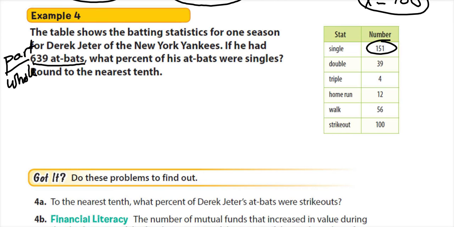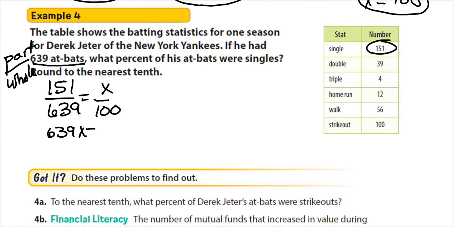Okay, so we're going to do part over whole, so that's going to be 151 over 639 equals, and then we're trying to find the percent, so that's going to be x over 100. Okay, so that's going to be 639x equals, and then that'll make it 15,100. We're going to divide by 639. And looks like we're up to round off on this one, so let me change it to approximately. Okay, it's going to be approximately 23 point, let's see, we have to round to nearest tenth, so it's one decimal place, so 23.6.